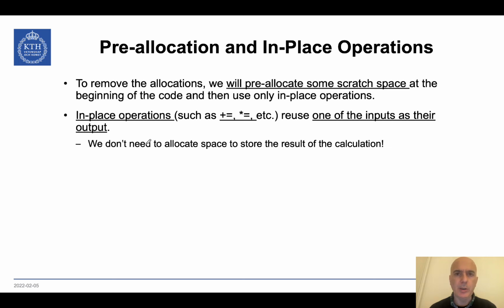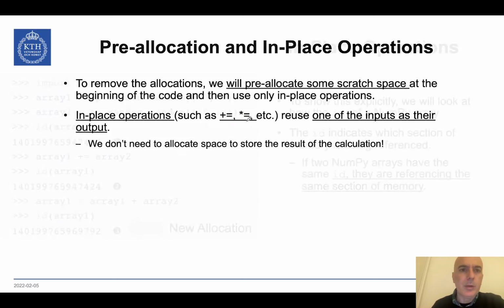What is an in-place operation? An in-place operation is an operation such as plus equal, star equal. These are all operations that use one of their inputs as their output. So we basically add or multiply and put the output directly in the input. In all the in-place operations, we don't need to allocate space to store the results of the calculation, since the output goes directly in the input. So that's why they're called in-place operations.